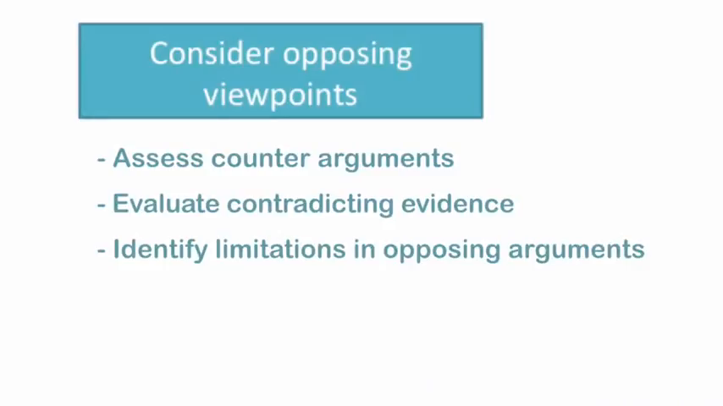The next step is a really important one. You need to review and assess all arguments that contradict your viewpoint. You need to assess counter-arguments and contradicting evidence using the same technique as we've used in weeks 3 and 4. You also need to identify potential errors and limitations in the opposing arguments which will invalidate the arguments.